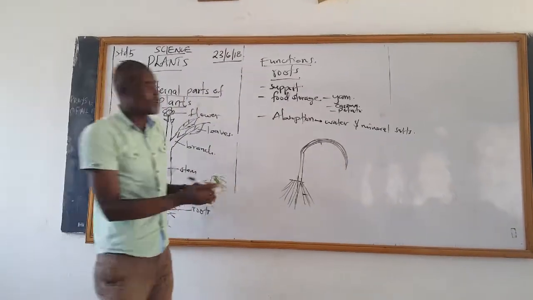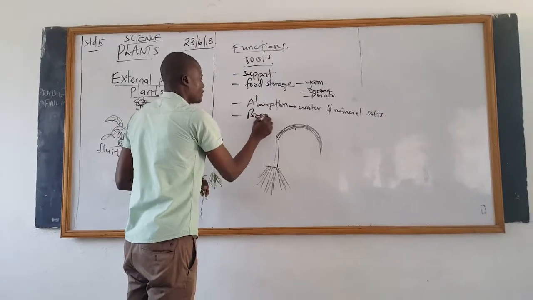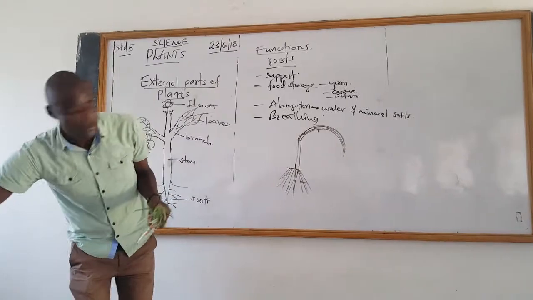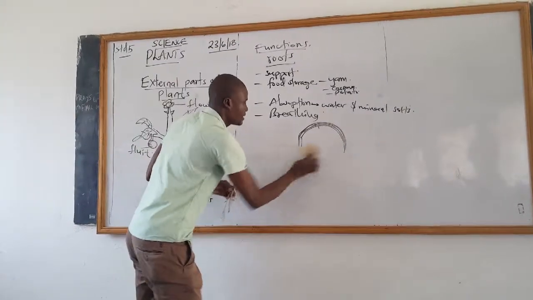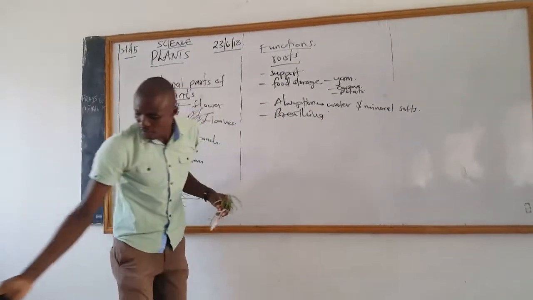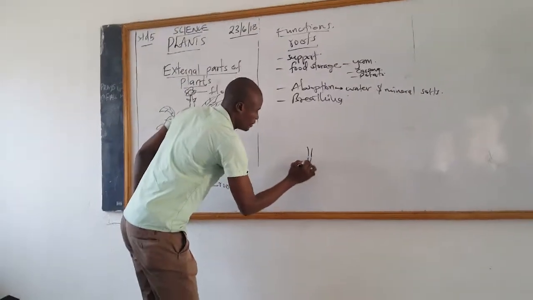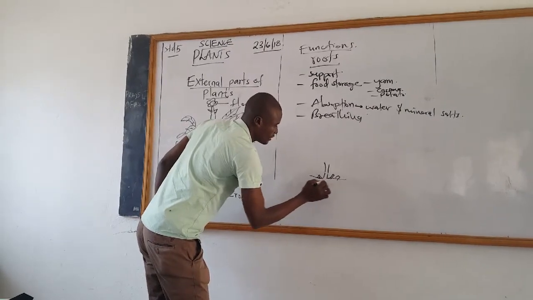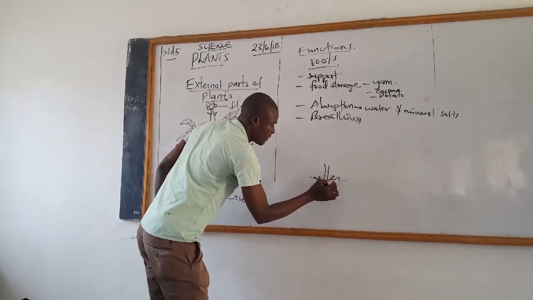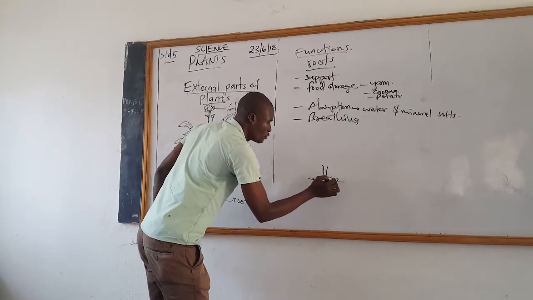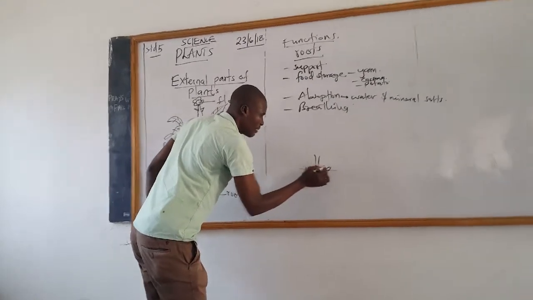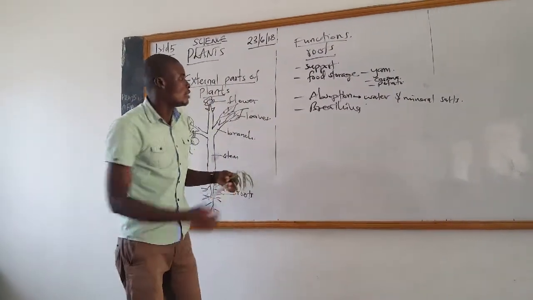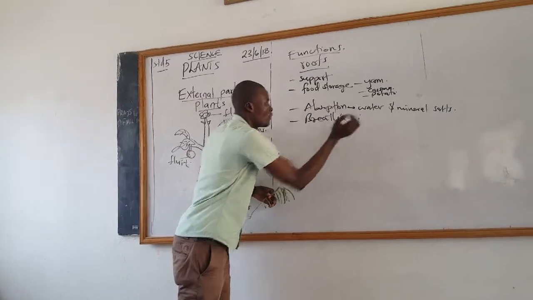Then lastly, we have some roots are used for breathing. If you have been very, very keen, there are some plants that their roots emerge until the top. Like you can get a plant growing, and then some of its roots, you get them on top of the soil like this. So those roots are majorly used for breathing. This plant uses those roots that emerge up there for breathing, and that's why it is also said that some plants use their roots for breathing.